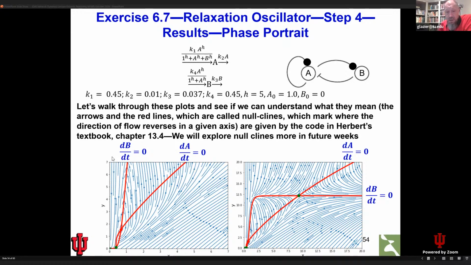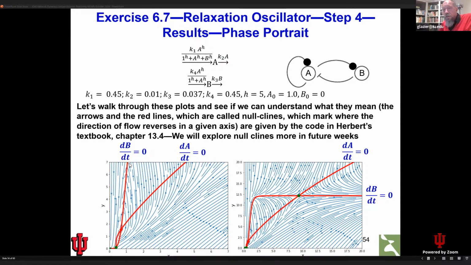And so, did you get something that looked a little bit like this? I think if I look at your picture, it's the one on the left. Yes. Okay, so what are these red lines? These red lines are null lines. And what is a null line? A null line is simply the places where the flow is either horizontal or vertical. And probably I should have used a different color.